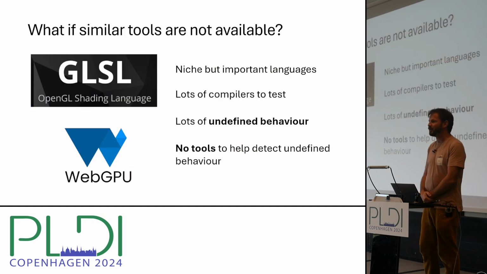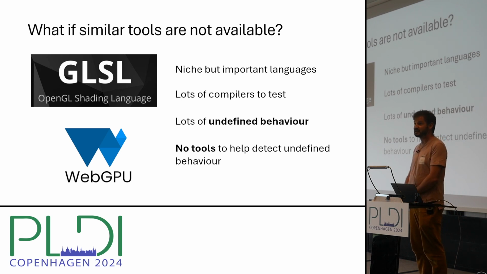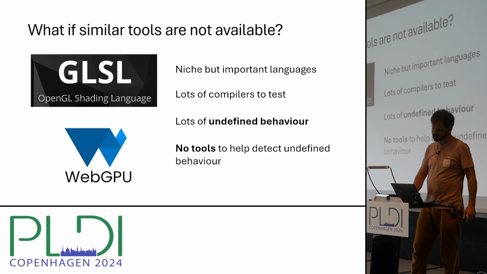The problem is I don't live in that world. I live in the world of GPUs, graphics processing units. There are a whole load of languages that are niche but very important. There are compilers for these languages that need to be tested. And there are not, and probably never will be, a plethora of really reliable undefined behavior detection tools for these languages. So what this paper is about is how do you do meaningful compiler testing when you've got undefined behavior but you don't have any tools to help you determine when your programs are hitting that undefined behavior. That's the research challenge that we address in this work.